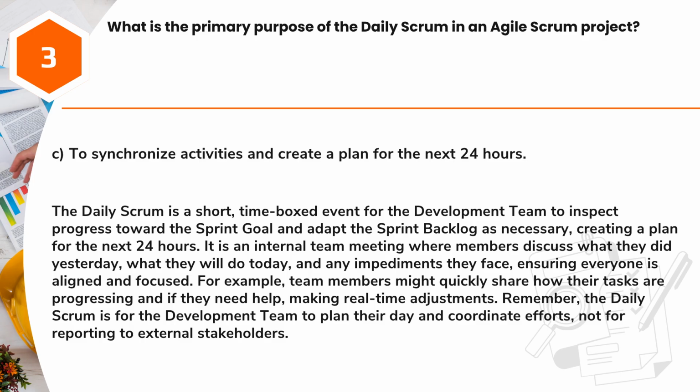It is an internal team meeting where members discuss what they did yesterday, what they will do today, and any impediments they face, ensuring everyone is aligned and focused. For example, team members might quickly share how their tasks are progressing and if they need help, making real-time adjustments. Remember, the Daily Scrum is for the development team to plan their day and coordinate efforts, not for reporting to external stakeholders.